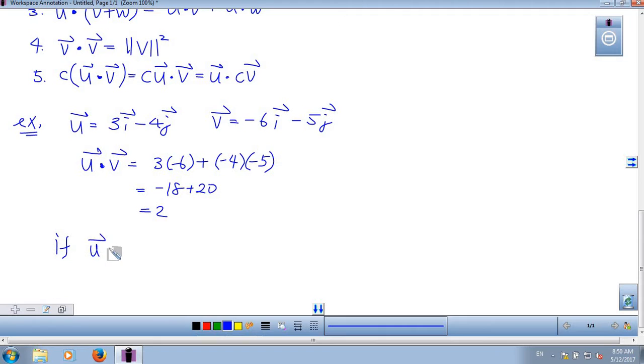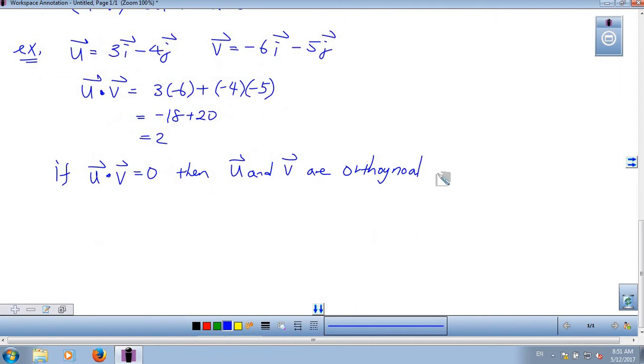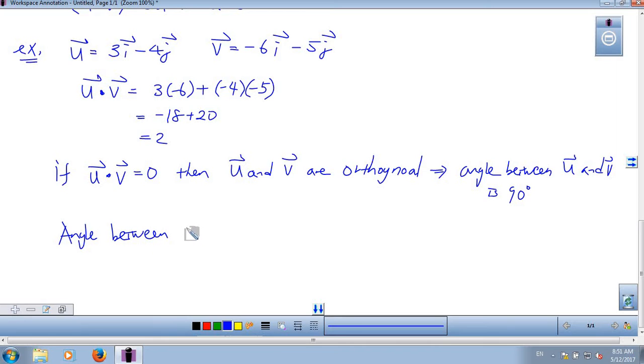Now, as we mentioned before, if the dot product u dot v is equal to 0, then vector u and vector v are orthogonal. Orthogonal means they form a 90-degree angle, so the angle between u and v is 90 degrees. We can also use the dot product to help us figure out the angle between two vectors.